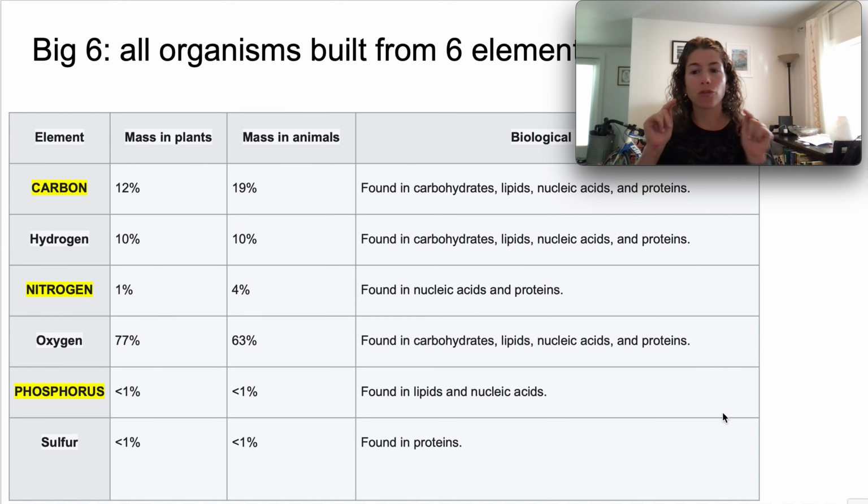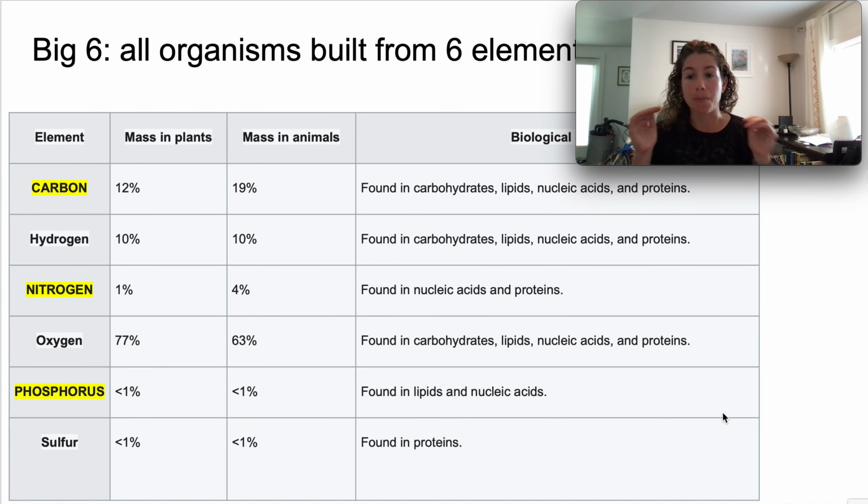So before I talk about what you have to know at the end of this, I wanted to introduce you to the big six, which are the 6 elements that are found in all organisms. So all organisms contain these 6 major elements. Of these 6 elements, 3 of their cycles are really important for environmental science, and you will be tested on them on the AP exam.